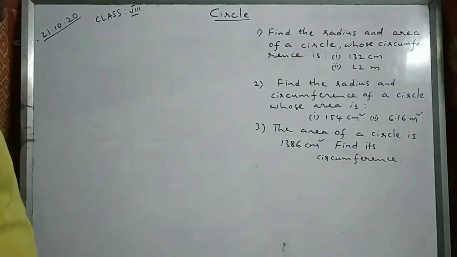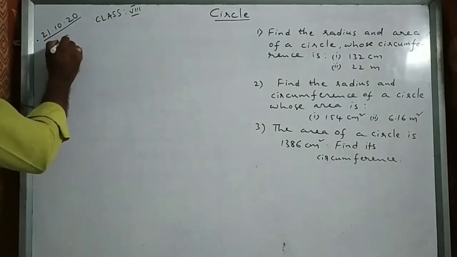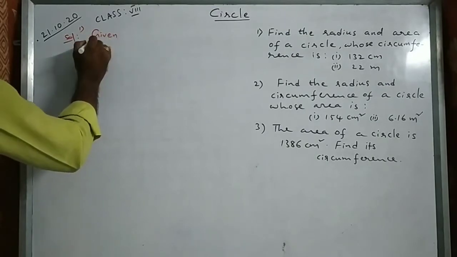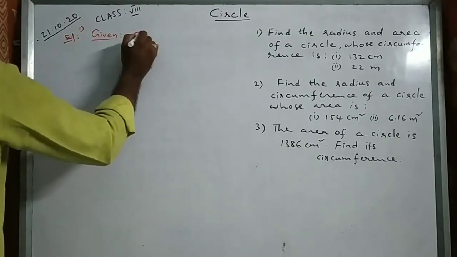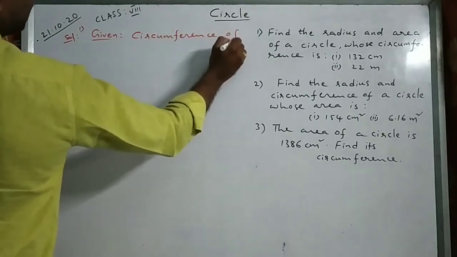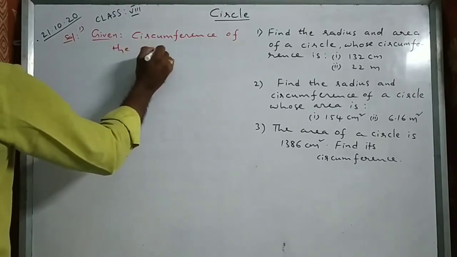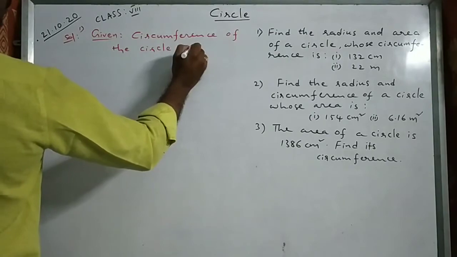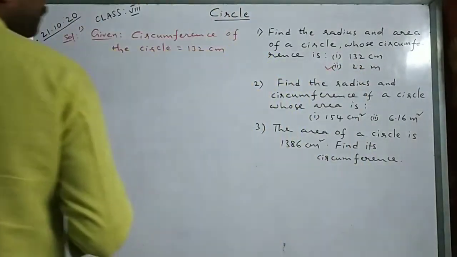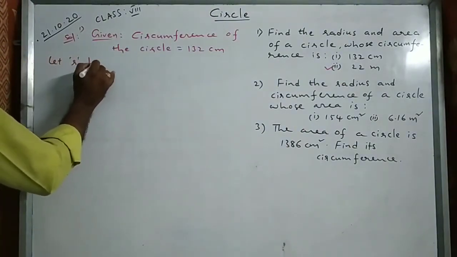First question: find the radius and area of a circle whose circumference is given. So circumference is given, right? What is given here? Circumference of the circle. Circumference means perimeter. Circumference of the circle is equal to 132 cm. One problem I will say, you try the second one. Okay, so 132 cm.